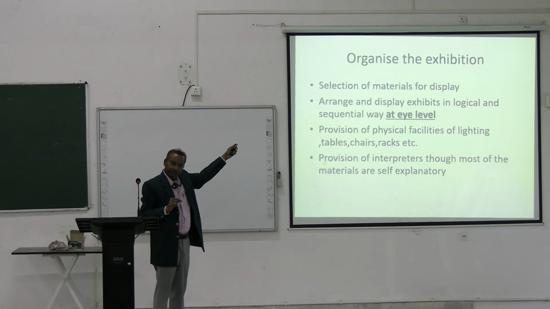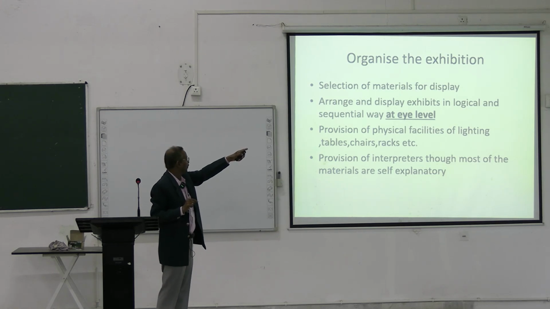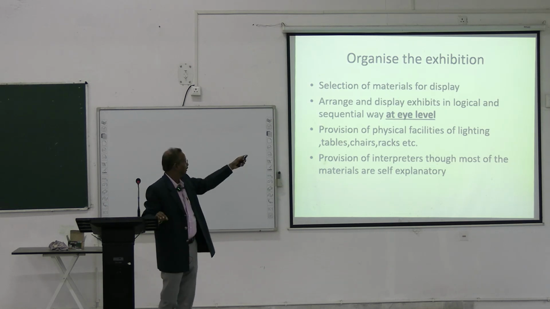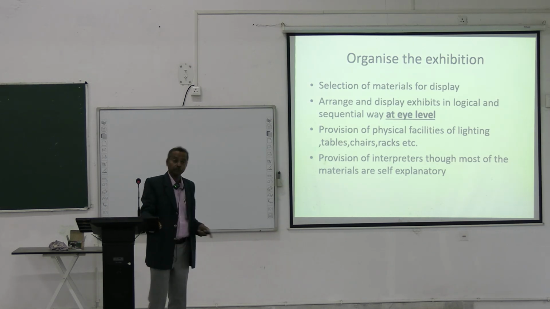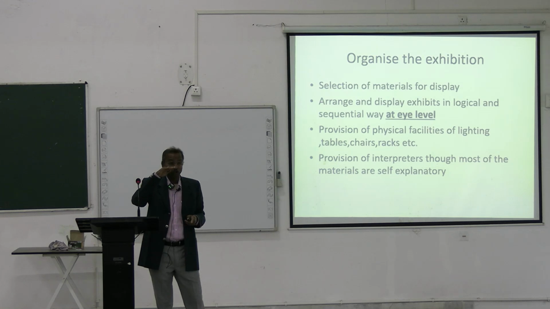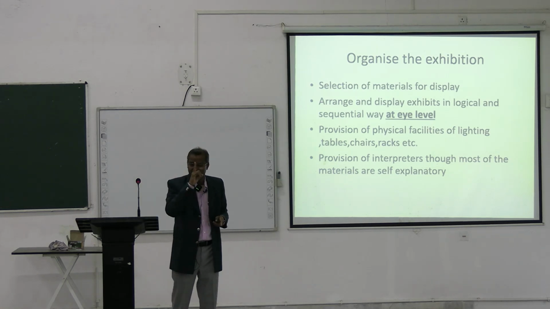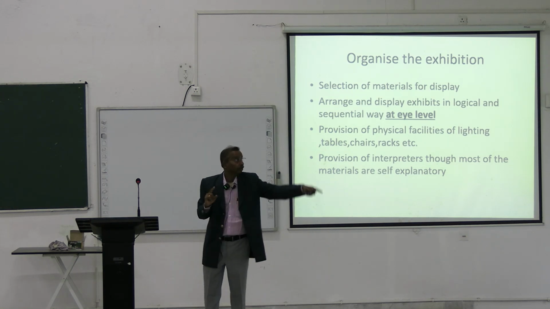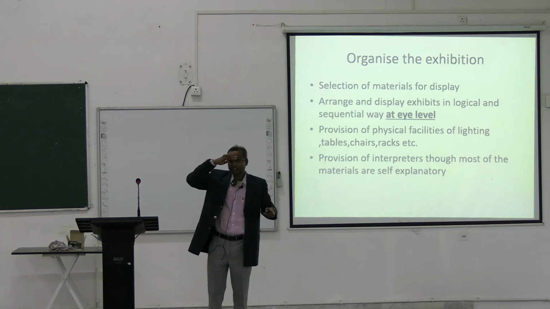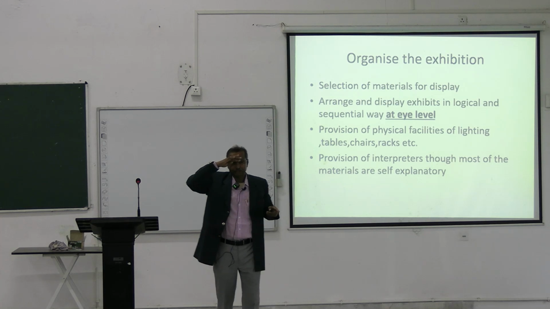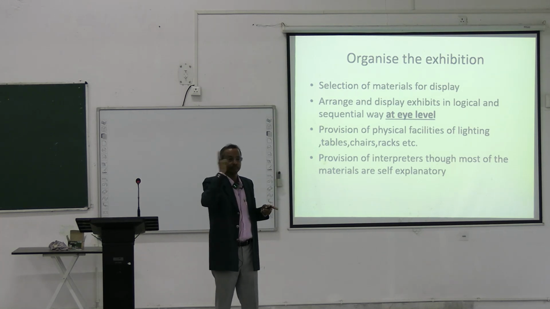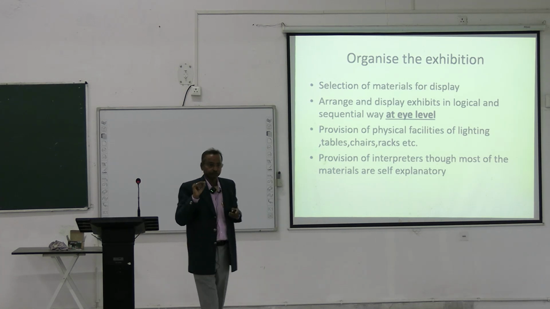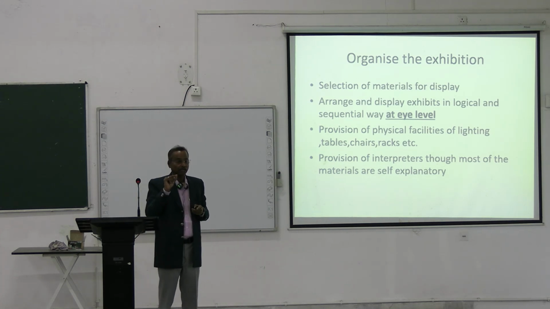Then select the materials for display, then arrange and display the exhibits with the numbers in a logical and sequential manner, but all materials must be at your eye level. Eye level means not at the bottom niche, not at the top. Say for example 4 feet, 5 feet, 6 feet maximum, exhibits must be displayed at eye level. Usually that is the rule. Display the material at eye level.